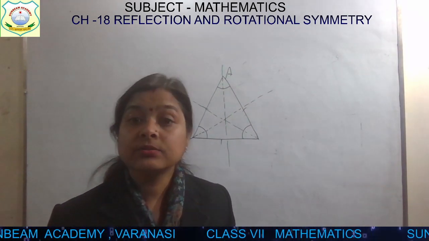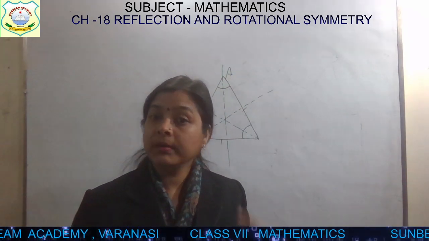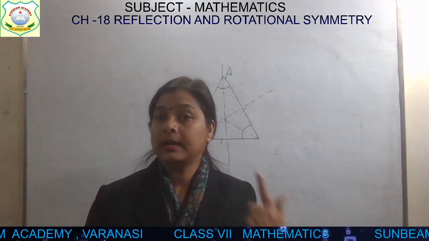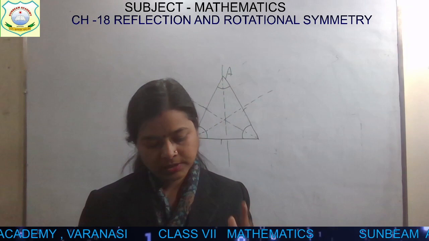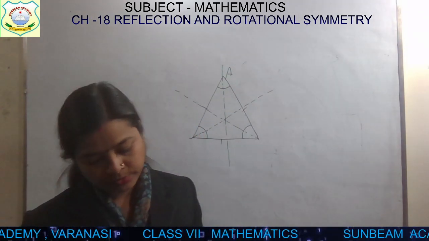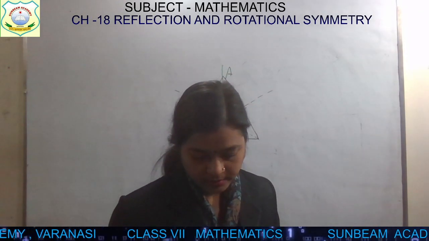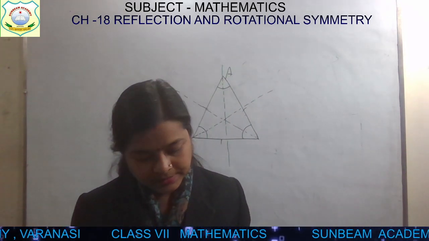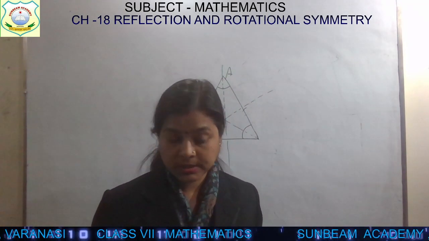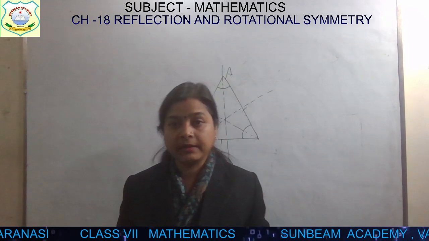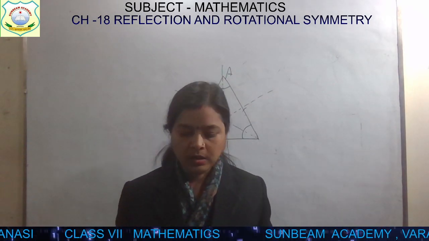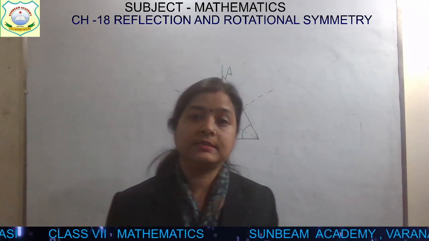So it is an isosceles triangle. An isosceles triangle has one line of symmetry. An isosceles triangle is having one line of symmetry but does not have a rotational symmetry. Okay. Does every trapezium have a line of symmetry? Question is, does every trapezium have a line of symmetry? So only an isosceles trapezium is having a line of symmetry.